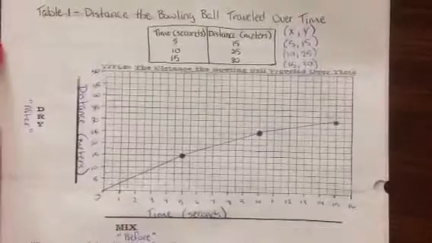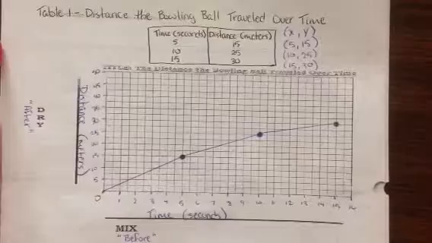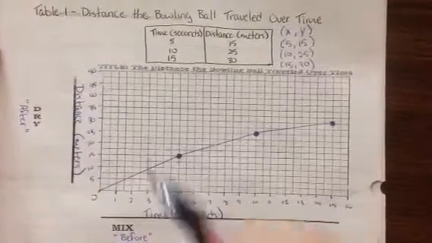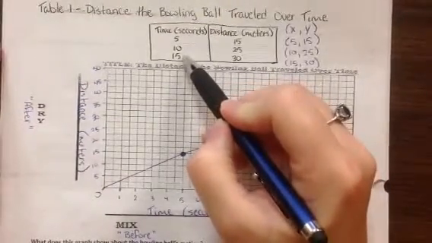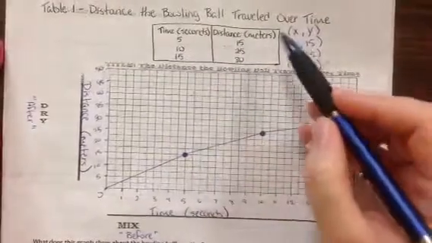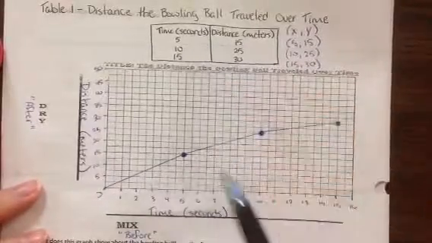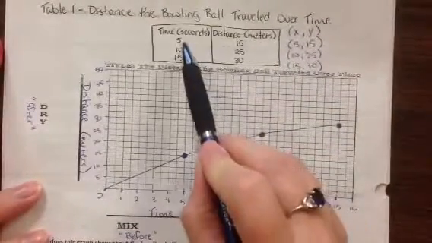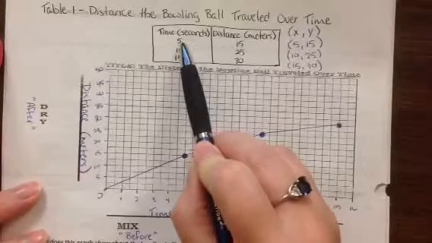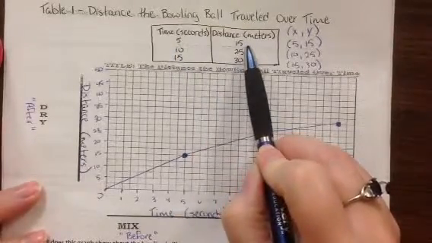Now at this station, what we're saying is that we have done an experiment where we've rolled a bowling ball, we've timed it for 5, 10, and 15 seconds, and one of our partners has measured how far the bowling ball has rolled each time that we have timed it. So, if we roll the bowling ball, we let it roll for 5 seconds, and then we stop it, then our partner has measured, it's gone 15 meters.